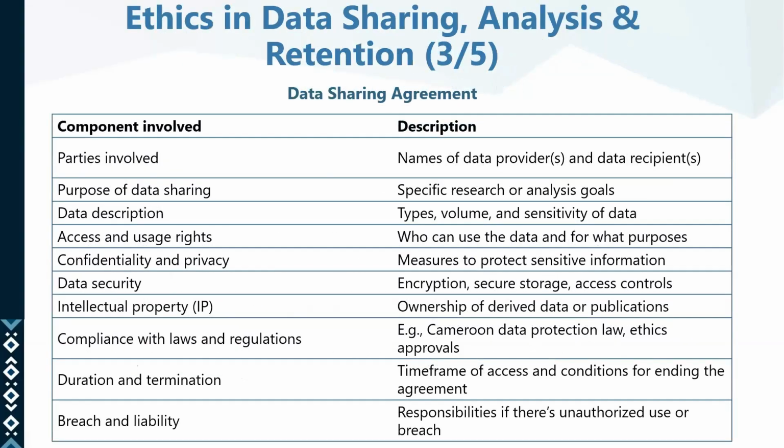What are the components of a data sharing agreement? A data sharing agreement should have the following components. We should be able to see on the agreement all the parties involved. That means the name of the data provider and the data recipient. We should also be able to see the purpose of the shared data. The data description: what type of data, the volume, the sensitivity of those data. Access and usage rights: who can use the data and for what purpose.